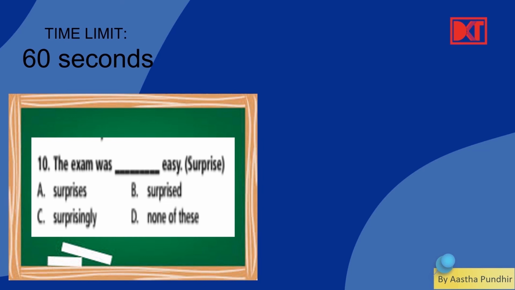Okay, here, the exam was dash easy. The word here is surprise. Options are surprises, surprised, or surprisingly, or none of these. Correct answer is, the exam was surprisingly easy. Here surprises, now you know surprise is a verb, so surprise is the simple present form, surprised the past form. Okay.